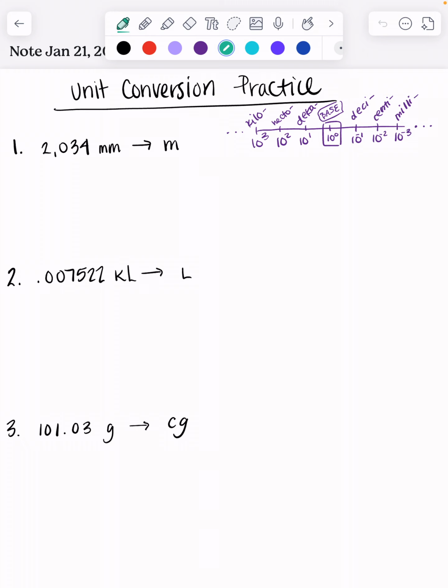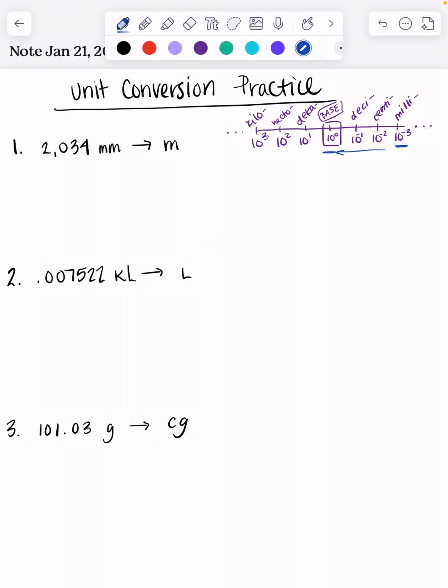So starting off, number one, 2,034 millimeters to meters. Millimeters to meters. So I'm going to come over here, I'm going to switch colors. We're into blue this time. I come over here and I say, oh, look, milli, 10 to the negative 3. And I got to go down here to meters, which is my base unit, right?